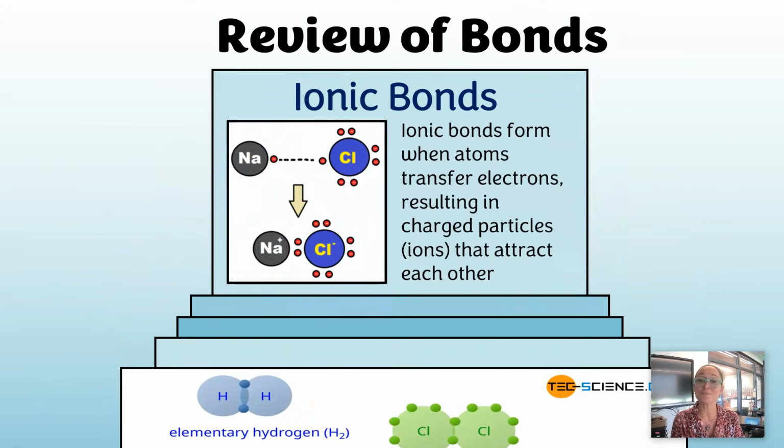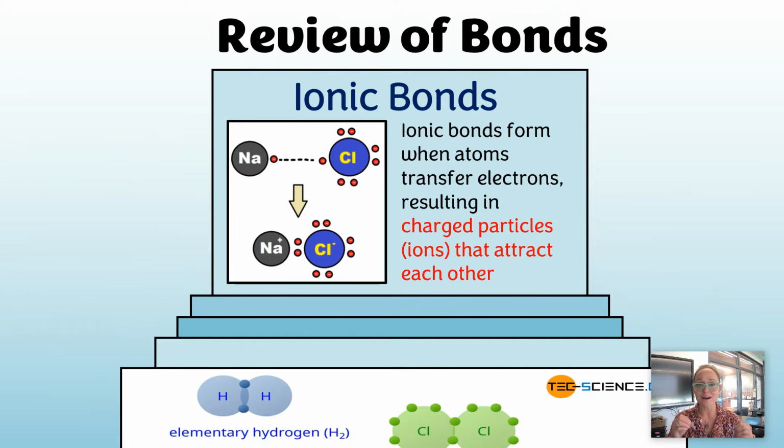So the first one's going to be ionic bonds. Now, ionic bonds are when atoms transfer electrons, and the key here is that they are going to result in charged particles or ions that will attract each other. So like sodium chloride. Sodium has that positive charge and chloride has that negative charge.